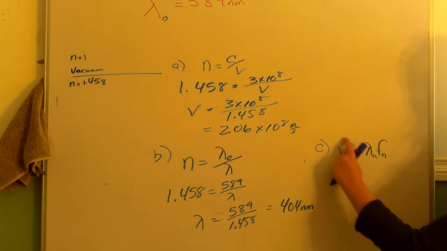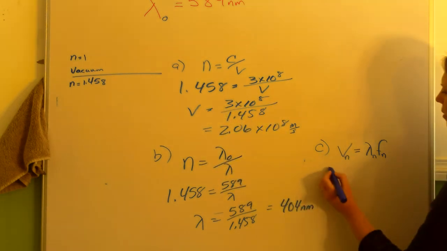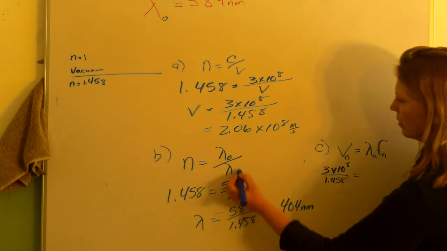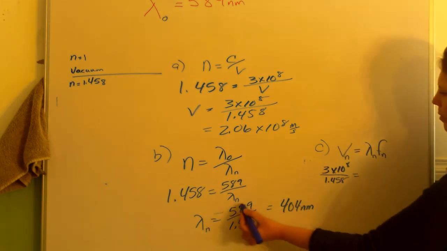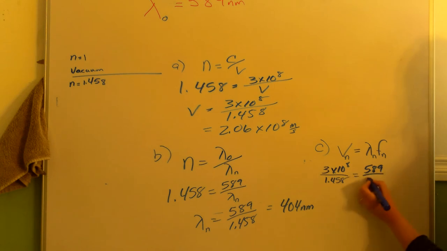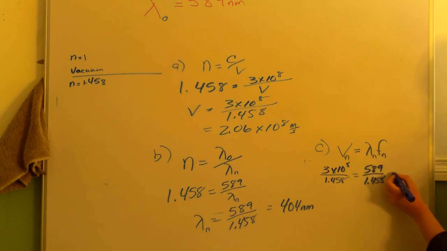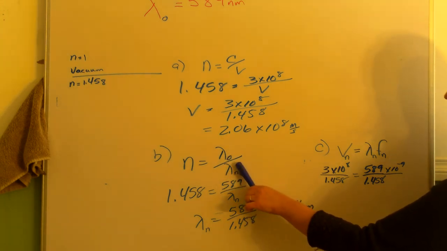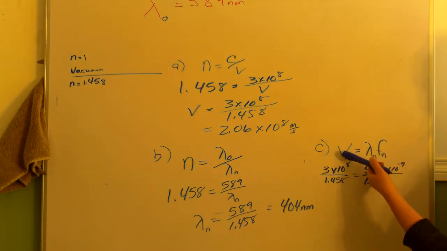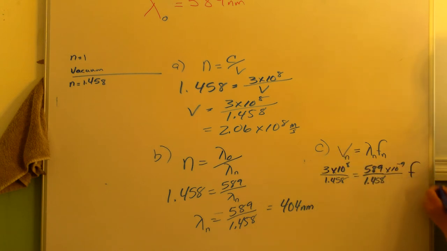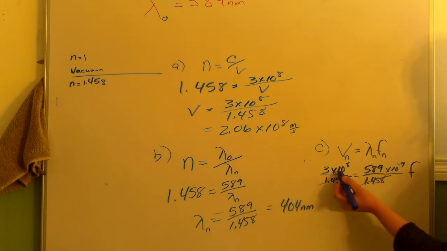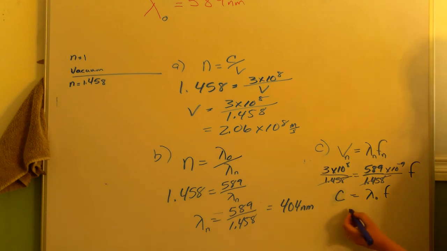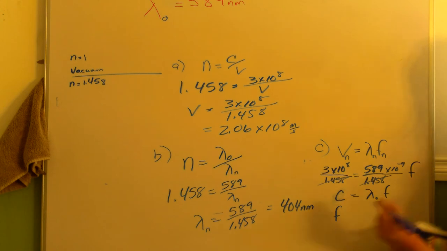So this number here is going to be 3 times 10 to the 8 over 1.458. I'm not going to put 404, I'm going to put this, and I'm doing that for a reason. I'm going to put the times 10 to the minus 9 because here it's going to matter. This is in meters per second, so I can't have nanometers over here when I've got meters over here. Anyways, I'm going to find frequency. I hope you can see that these are going to cancel, and what we have here is just the speed of light in a vacuum over the wavelength in a vacuum. And there we go, so it worked. The answer here is 5.09 times 10 to the 14.